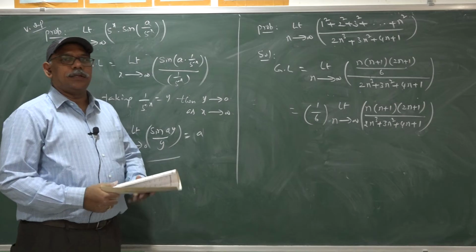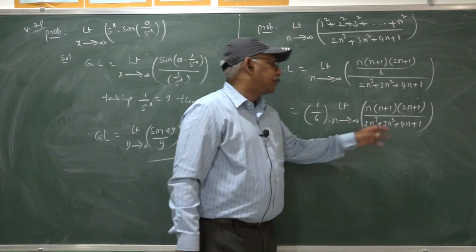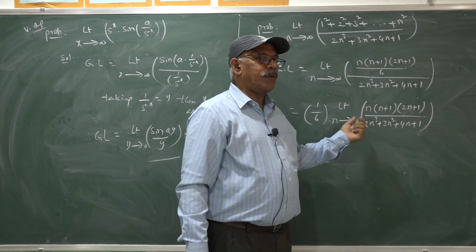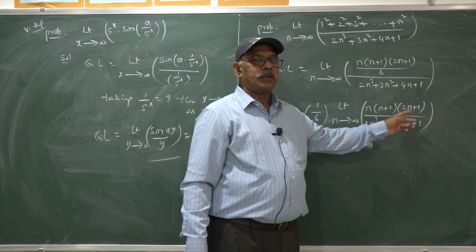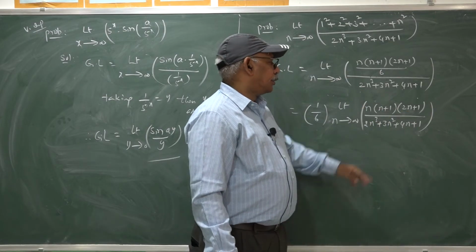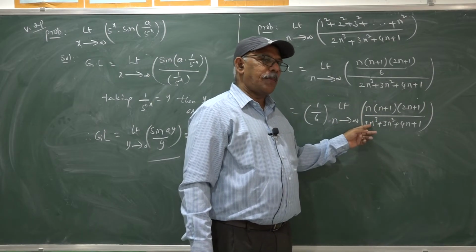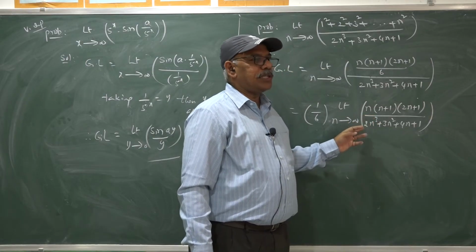Now observe the numerator and denominator. Both are polynomials in n. This is a polynomial in n whose maximum power of n is cube, because n into 2n cube. So the coefficient of n cube is clearly 2. Here also the maximum power of n is 3 and its coefficient is 2.